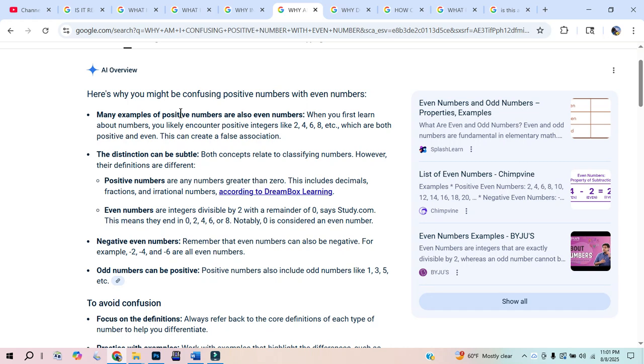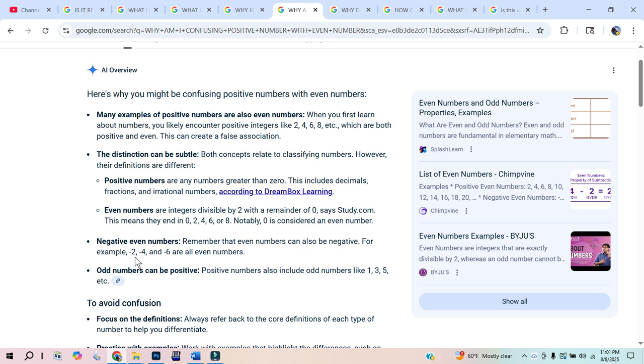It says many examples of positive numbers are also even numbers. When you first learn about numbers, you are likely to encounter positive integers like 2, 4, 6, 8, which are both positive and even. And so we come down here to negative even numbers, you know what I mean?